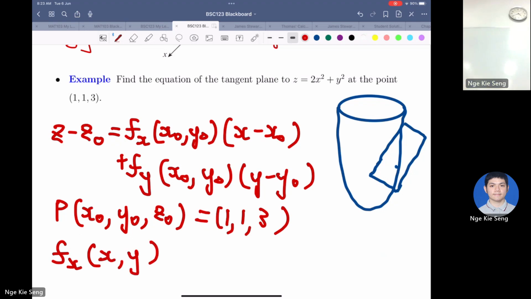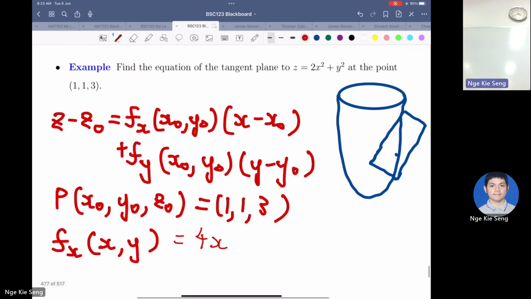Anyone recall or not? For those who are not here, this is how we differentiate a function with respect to x, but your function has different variables. So what you need to do is treat the other variable as a constant. In this case, we want to differentiate 2x squared plus y squared with respect to x. That means we treat y squared as a constant, so we just get 4x.